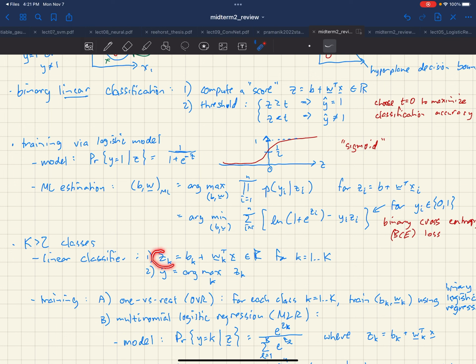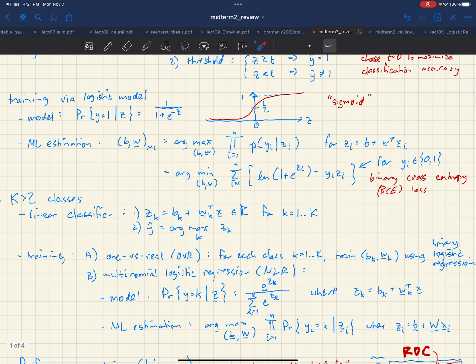And each of these zk's, to compute that, we have a separate bias bk and a separate vector of parameters wk that matches x in terms of the number of features. Now, again, the next question is, how do we decide on the weights and the biases in this case? So we talked about first a simple method, which is based on this one versus rest idea. And what we do is we go through the different values of little k, and let's say we start with b1, w1. We train that pair alone using binary logistic regression.